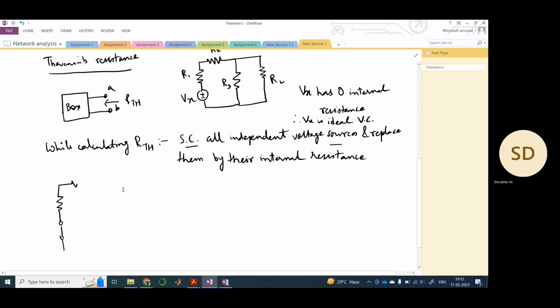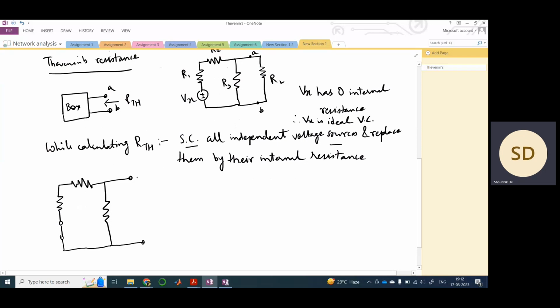there was an R2. So this is a resistance, right? And here, as we saw, let's say this is terminal A and this is terminal B. While calculating RTH, you need to open RL, and then you need to look from this end, from points A and B. So this is R1, this is R2, and this is R3.